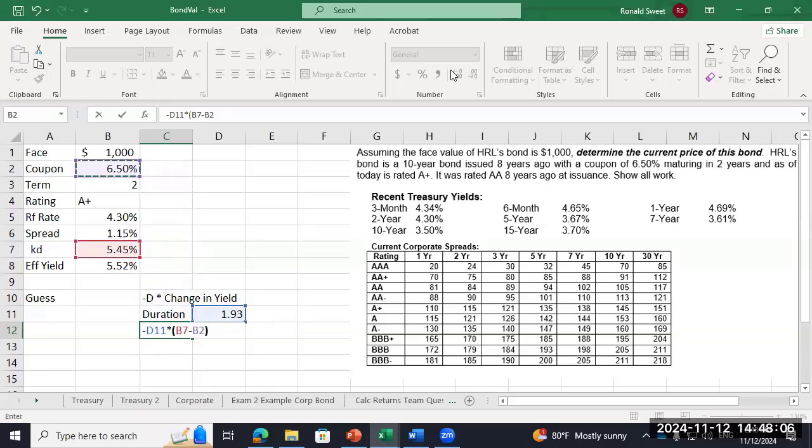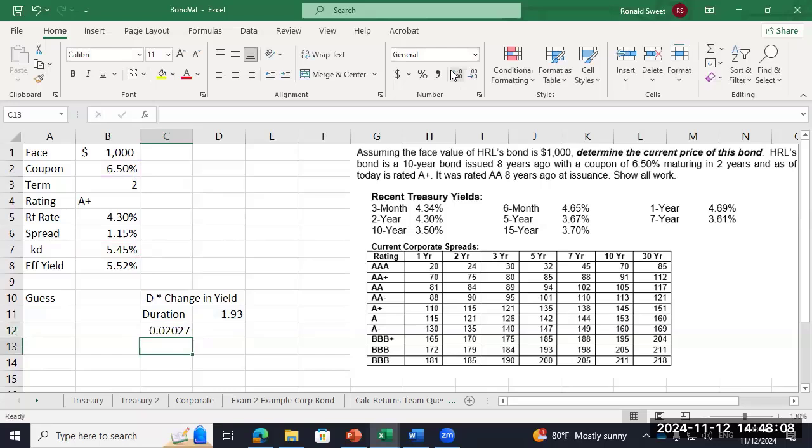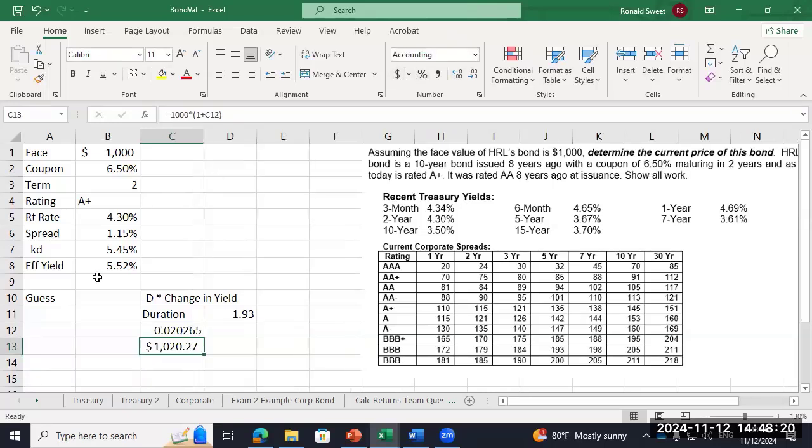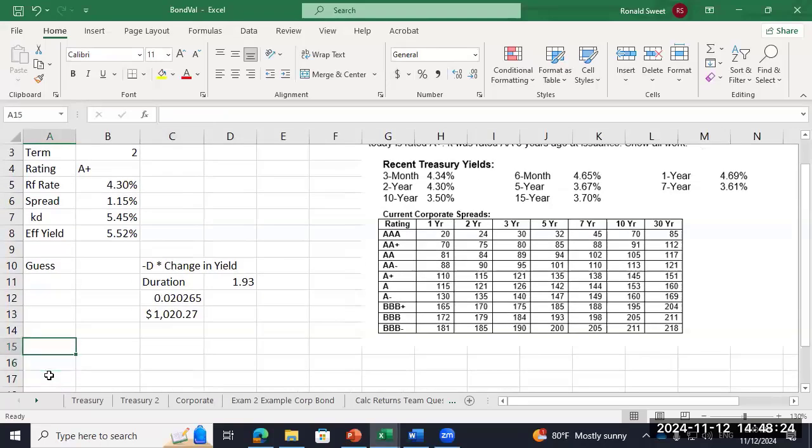So we've got minus 1.93 times the change in yield: the current yield is 5.45% against the 6.5% coupon. So interest rates have fallen, so the price should be higher than par. It should be up 2%, so 1,000 times 1 plus 2%. Some of y'all are really close to that. I saw 1,019, I saw 1,020, so y'all are really close to that. That's the guess. Let's try the Bill Gates part.